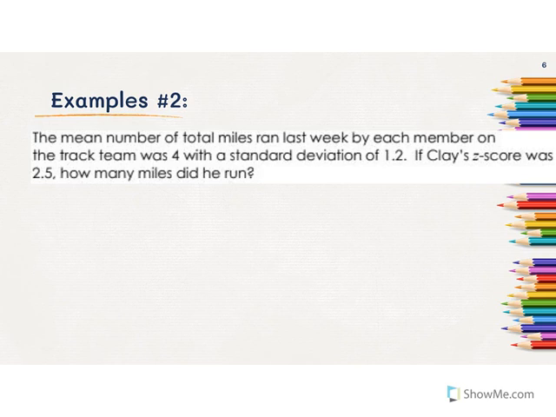So again, the mean number of miles for the track team was 4, and we had a standard deviation of 1.2. If Clay's z-score was 2.5, how many miles did he actually run?